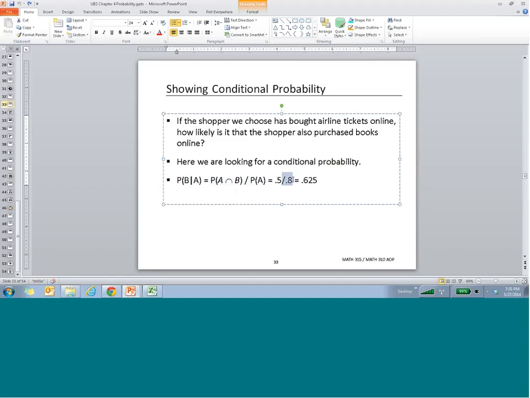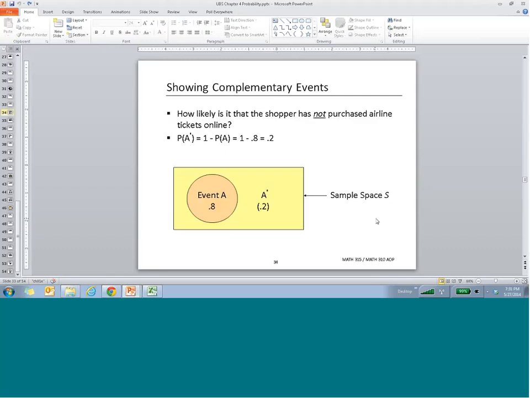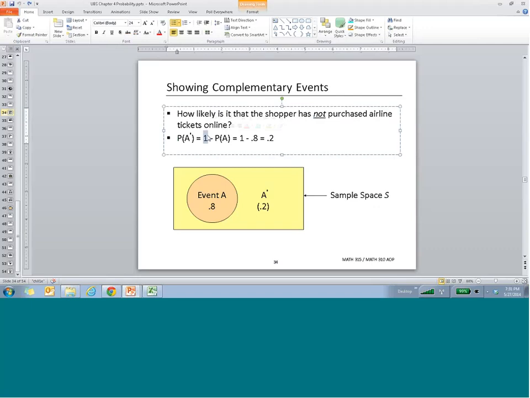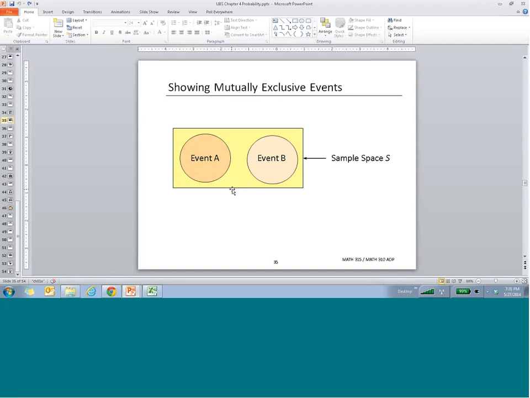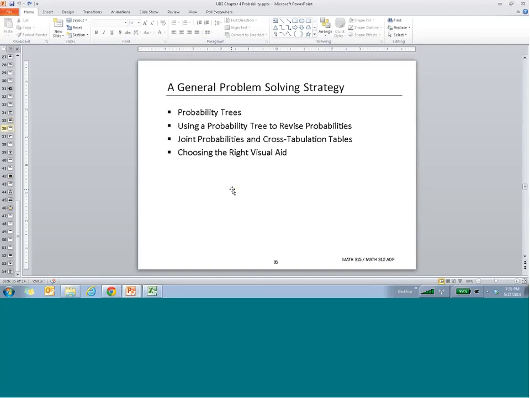So this is the same formula that we looked at a little bit ago. The probability of buying the airline ticket was 80%. The probability of buying both, the overlap on those two circles, was 50%. So the probability of B given A is now 62. Okay. Complementary event is, again, just the sum. The probability of A prime is unity, the probability of something, which is always going to add up to 1, minus the probability of event A. So there's event A, and this is the probability of not event A. That make sense? Seems pretty straightforward. Okay, mutually exclusive, that's the circles that don't overlap.